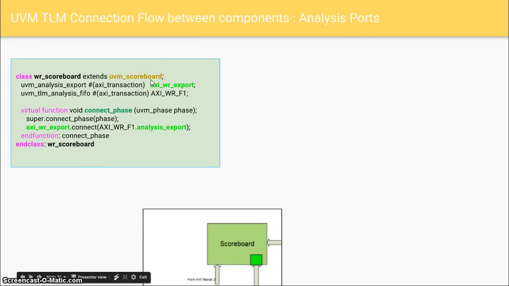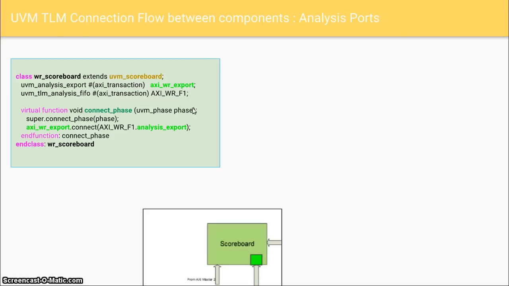Next is the analysis component in the scoreboard. So in the scoreboard there should be an analysis export which is again parameterized with the type of transaction. So you can see that UVM analysis export is instantiated with the name AXIWR export. Now for every analysis port or analysis export connection, there should be a final termination point which is called an implementation of the analysis component. So you have to supply the implementation of the analysis port or analysis export, which is the termination point.